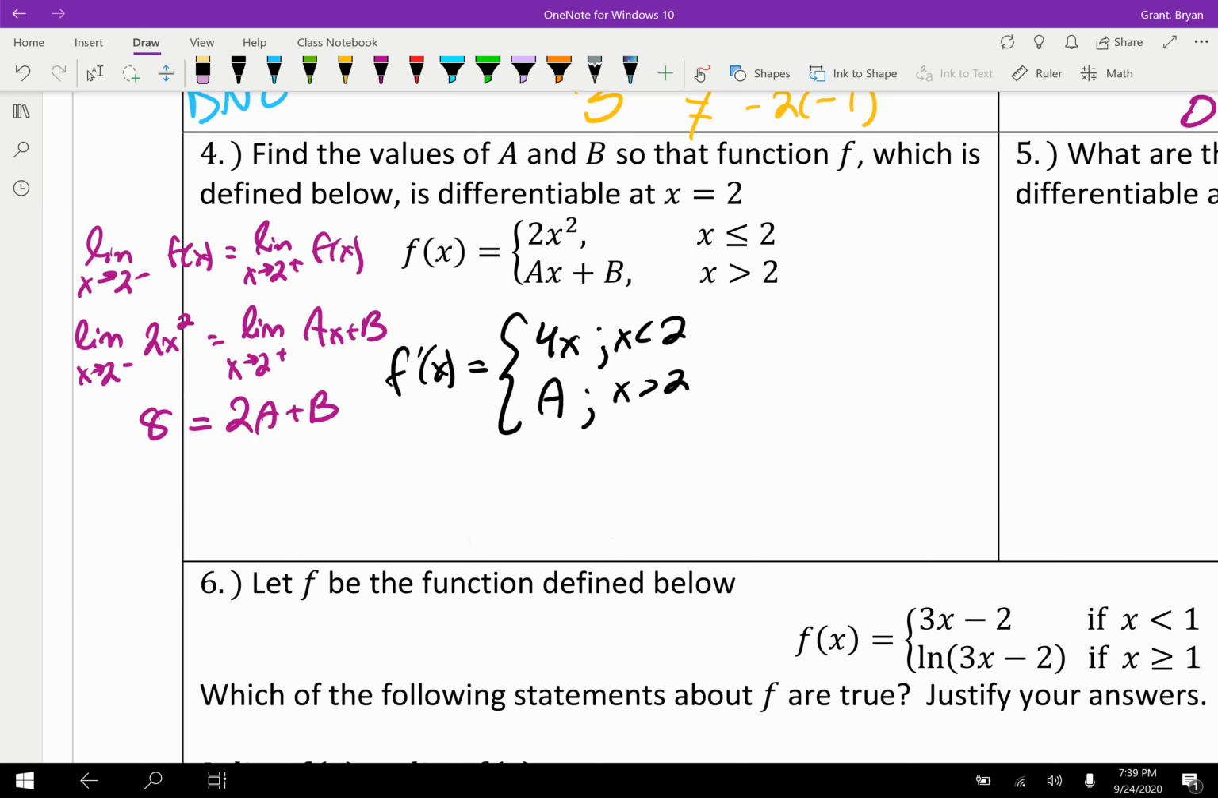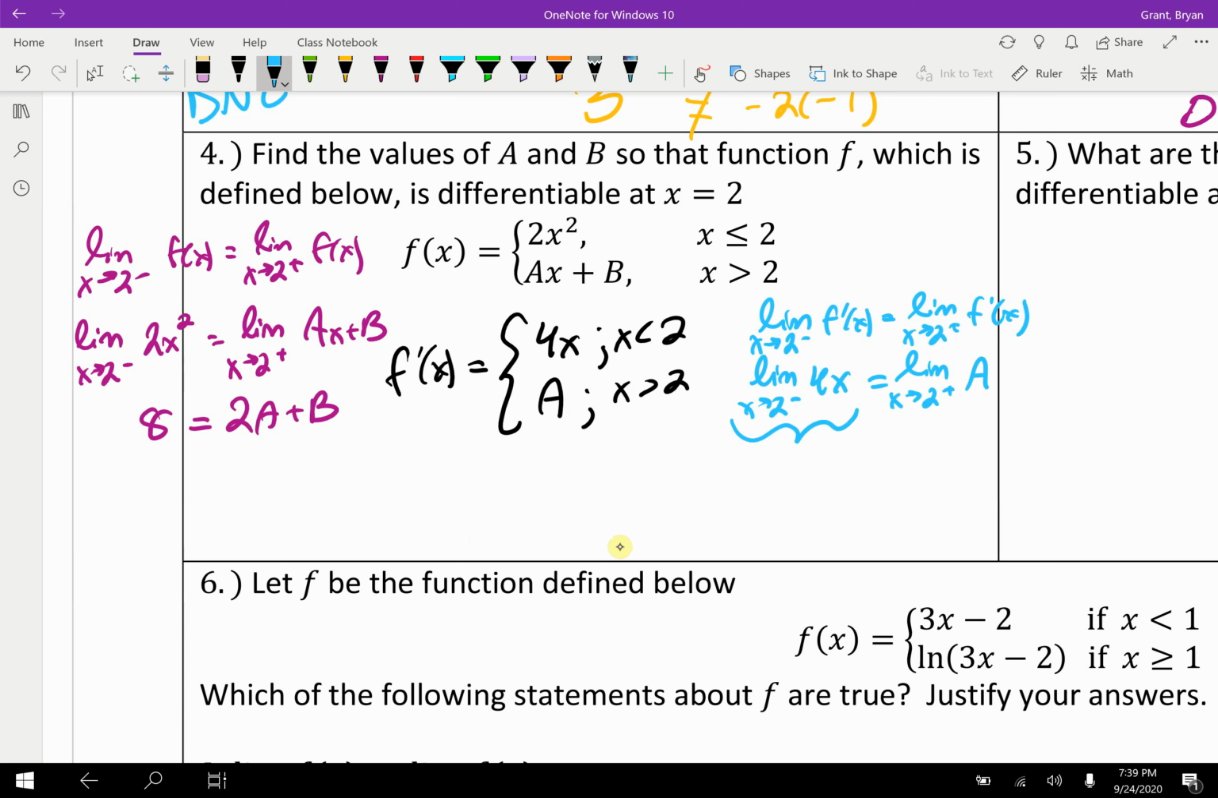Well, how does this help us? We need the limit of the derivatives. So we want to find the limit as x approaches 2 from the left side of f prime, and make sure that that's equal to the limit as x approaches 2 from the right side of f prime. Well, what function's in control from the left side? Well, that is, of course, 4x. And from the right side, that is just the constant a. 2 times 4 is 8. We can't even plug 2 in over here because there's no x value. So I think this just becomes a. Oh, look at that. We found that a is 8. That's so exciting. But we're not done yet because they asked for a and b.